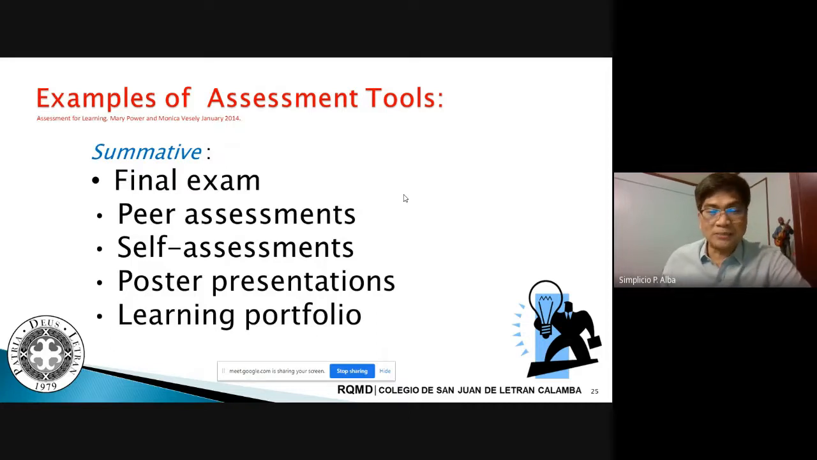While summative assessment evaluates student learning at the end of an instructional unit by comparing it against some standard or benchmark. And the given examples here are final exam, peer assessment, self-assessment, poster presentations, and learning portfolio.